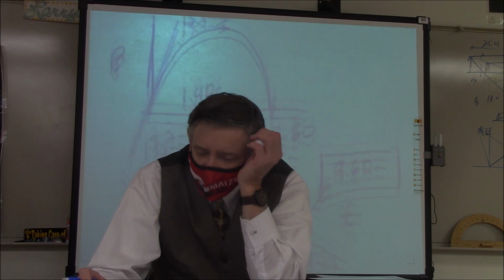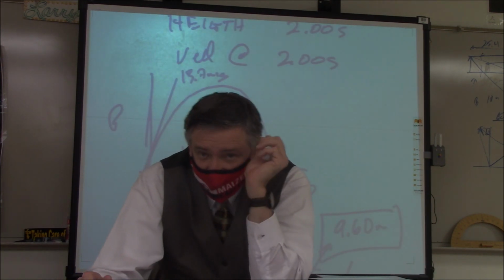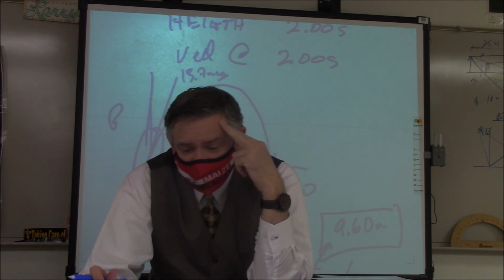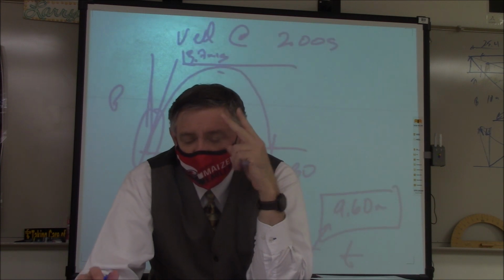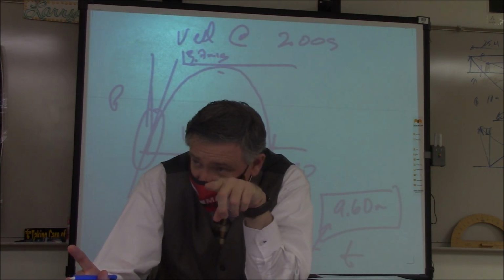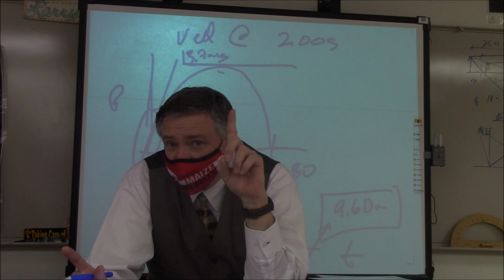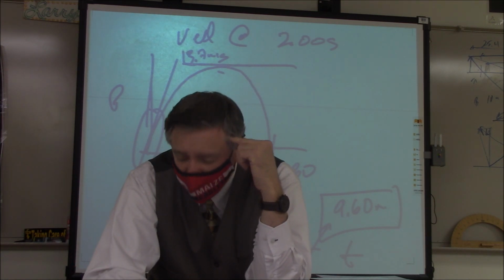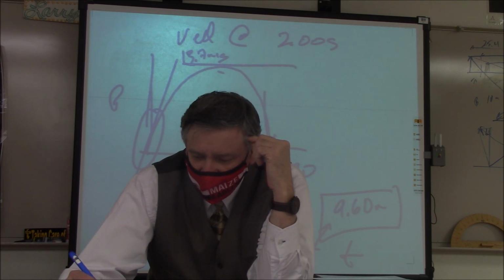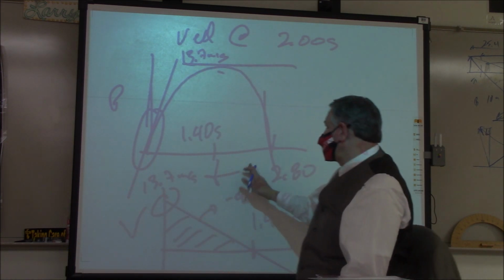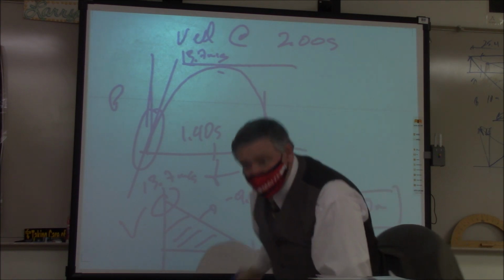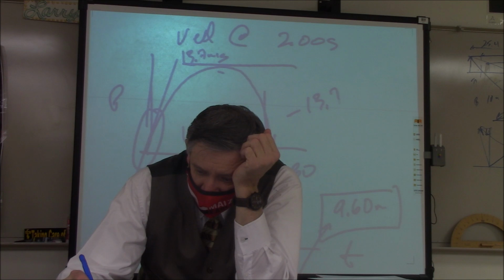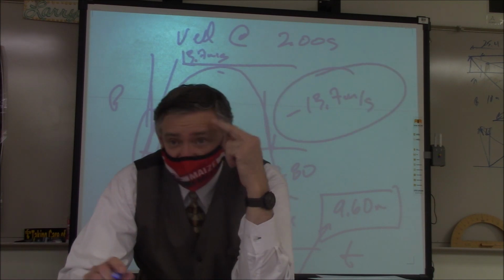Now, I want you to listen very carefully to what I'm about to ask you. So it launches at 13.7, it goes to 0. What's the velocity of the ball when it lands? Negative 13.7. So the slope of this tangent line over here would be negative 13.7. So the velocity when it lands would be negative 13.7 meters per second.